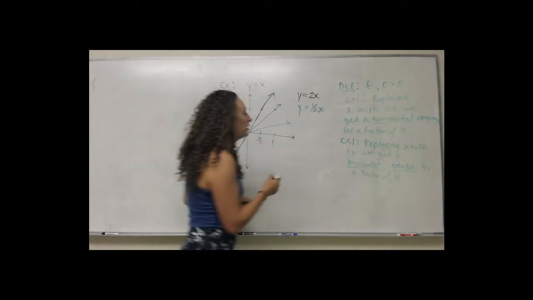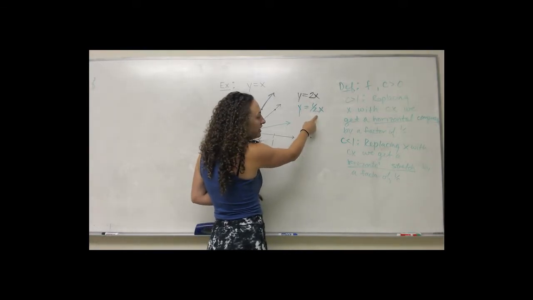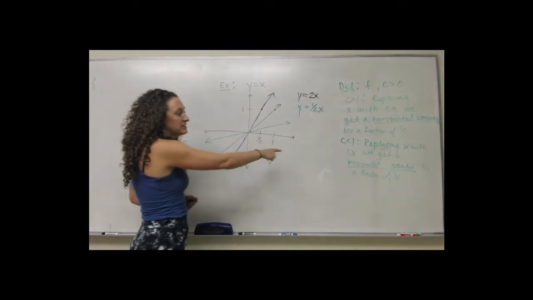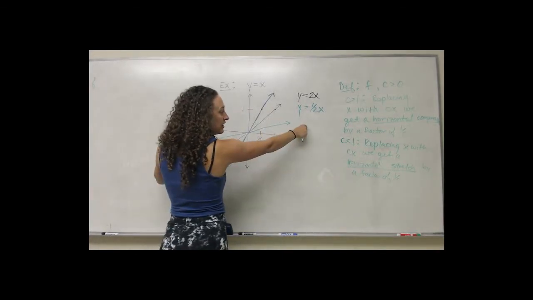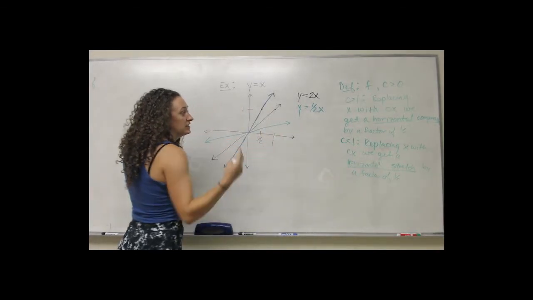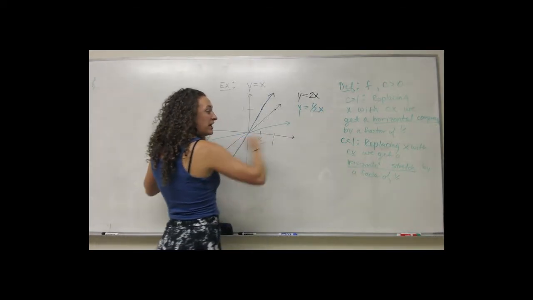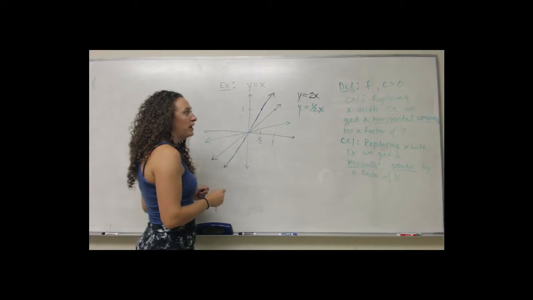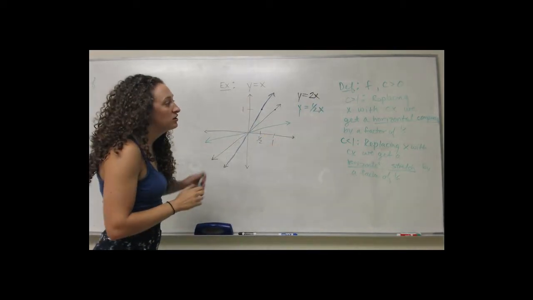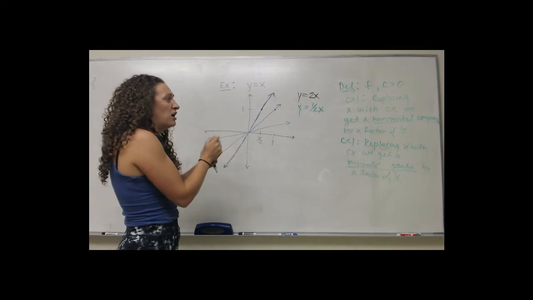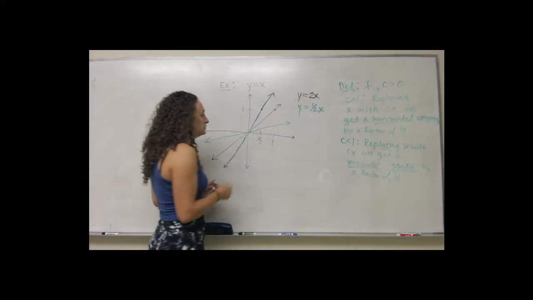So before, when we replace x with 1/2 x, notice c is less than 1 there, we get a stretch. We're stretching out our x values by a factor of 1 over c. There, that's 2, so we're stretching all of our x values by a factor of 2. Above, when we replace x with 2x, we get a horizontal compression. We squish all of our x values by a factor of 1 over 2, 1 over c.